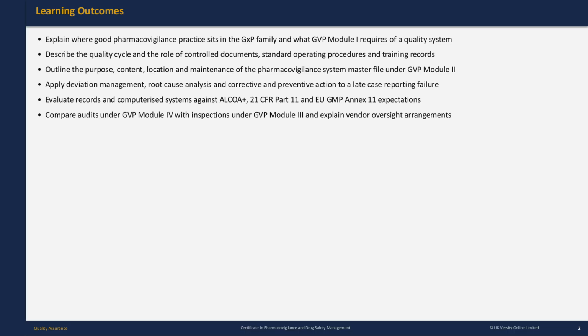Learning outcomes. Explain where good pharmacovigilance practice sits in the GXP family and what GVP Module 1 requires of a quality system. Describe the quality cycle and the role of controlled documents, standard operating procedures, and training records. Outline the purpose, content, location, and maintenance of the pharmacovigilance system master file under GVP Module 2. Apply deviation management, root cause analysis, and corrective and preventive action to a late case reporting failure.